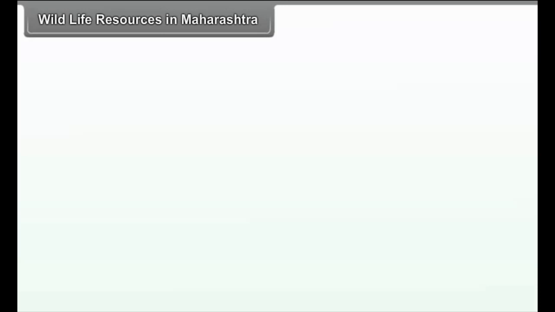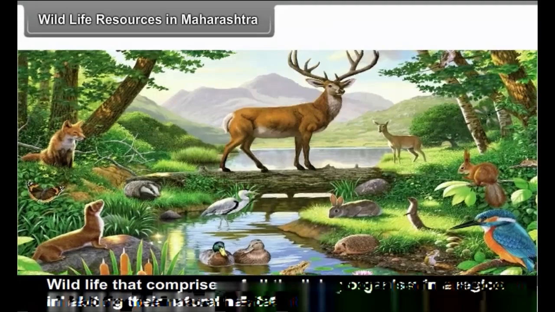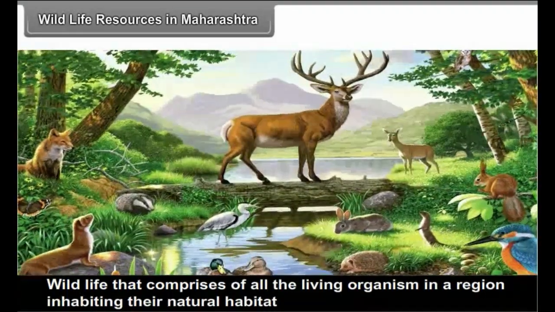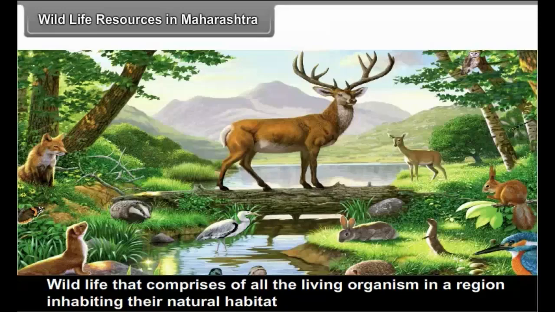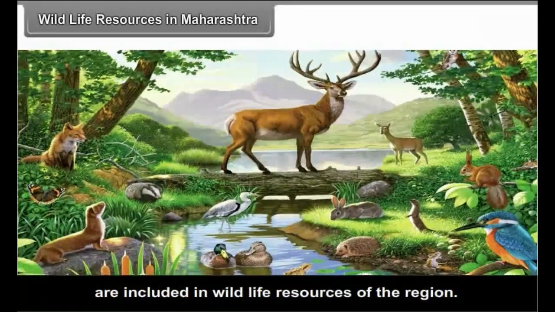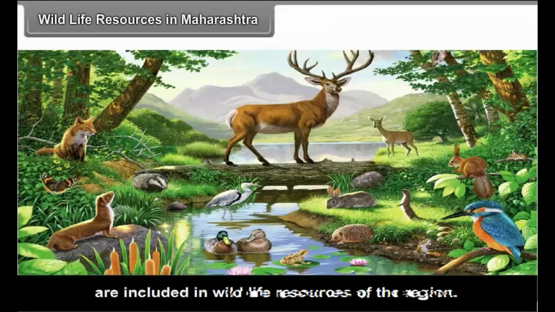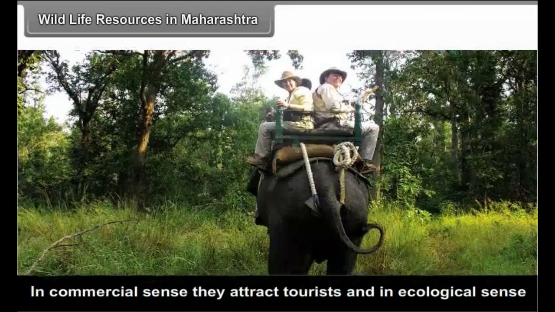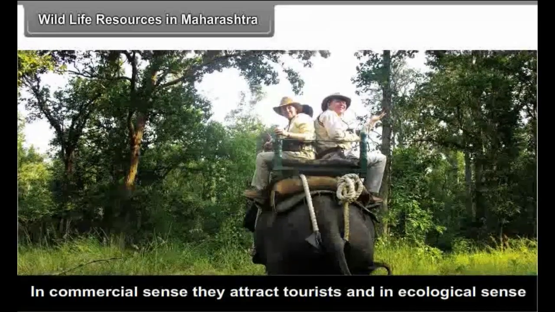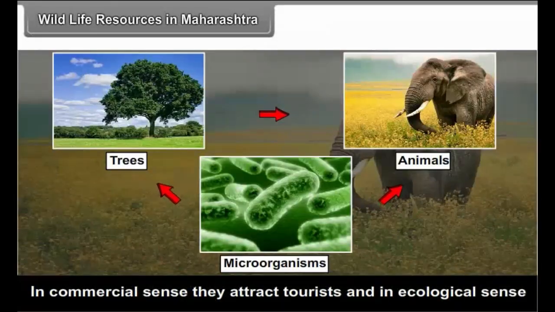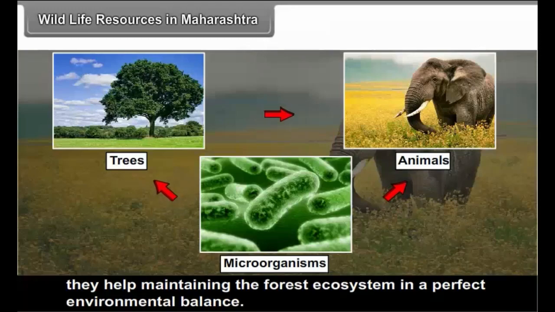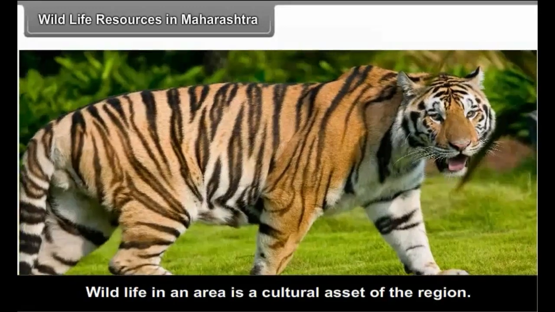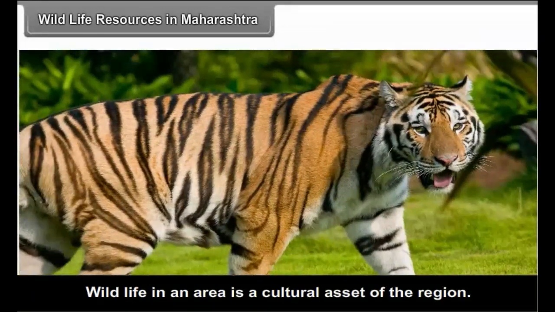Wildlife resources in Maharashtra. Wildlife that comprises all the living organisms in a region inhabiting their natural habitat is included in the wildlife resources of the region. Wildlife in itself is a resource in both commercial as well as ecological consideration. In a commercial sense, they attract tourists, and in an ecological sense, they help maintain the forest ecosystem in a perfect environmental balance. Wildlife in an area is a cultural asset of the region.